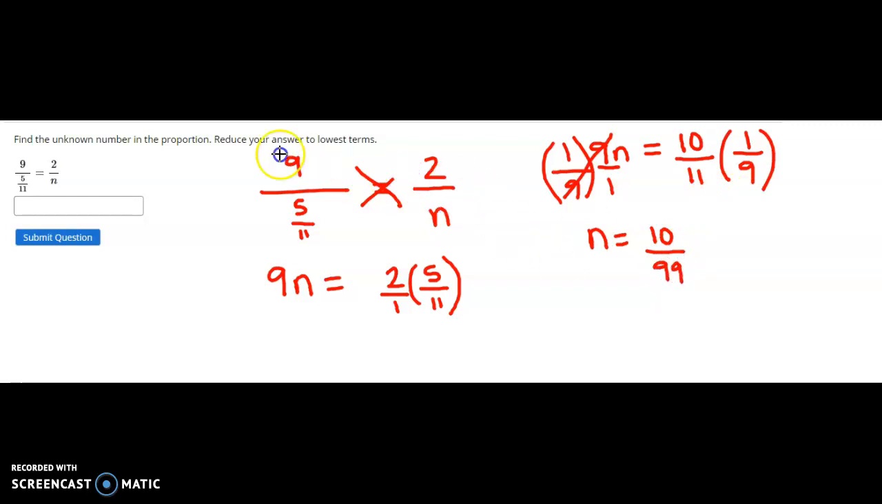This one we don't want as a decimal. Usually when the problem is given to you as a fraction, your final answer will also be a fraction.